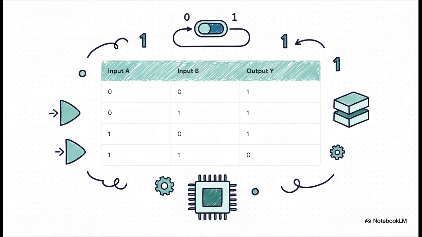Just look at its truth table here. It takes two inputs, let's call them A and B, and it gives you one output. And the rule is so simple. The output is always a 1 unless both A and B are 1. That's it. It's a tiny little decision maker. And here's the truly amazing part. You can build every other logic function you can possibly imagine using only this one type of gate. It's what we call functionally complete.